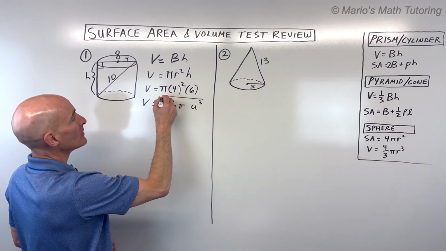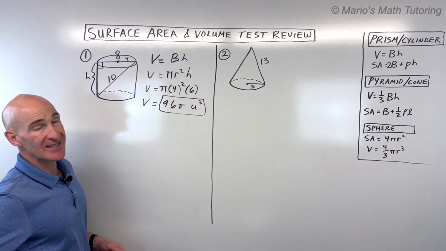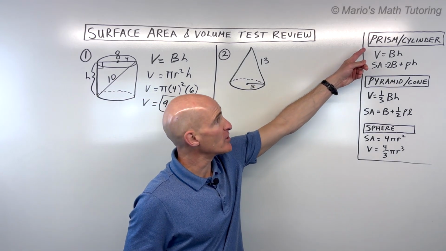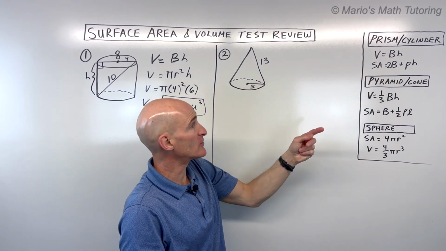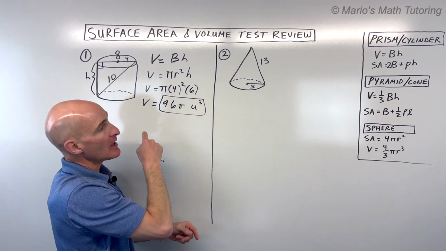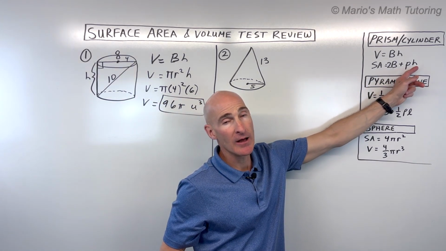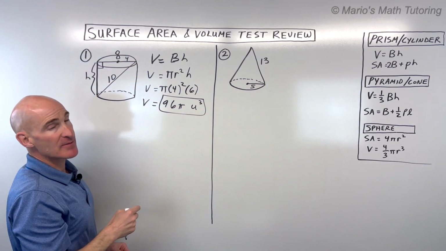Remember, with volume, it's always going to be three-dimensional. Cubic units is what's filling up the interior of the shape. Now, if you want to find the surface area for a prism or a cylinder, we use this formula. It's the area of the base times 2, because we have two bases, you can see the top and the bottom, plus the perimeter of the base times the height. Now, the perimeter of the base in this case would be the circumference times the height.